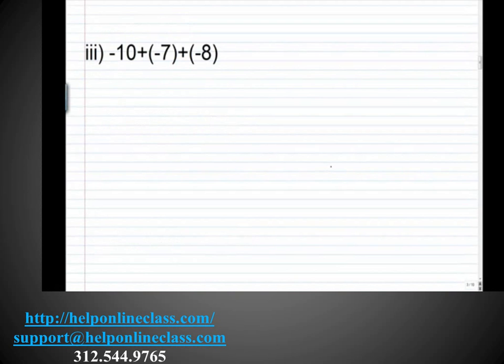Okay, for part 3 here, we have negative 10 plus negative 7 plus negative 8. So now we have 3 integers being added, and it's really no different. What you can do is just add the absolute values of the numbers. So I can do 10 plus 7, which is 17, plus 8, which is going to be 25. And then I can just attach the common sign to the answer. The common sign is negative, so I just attach a negative. And my answer is negative 25.